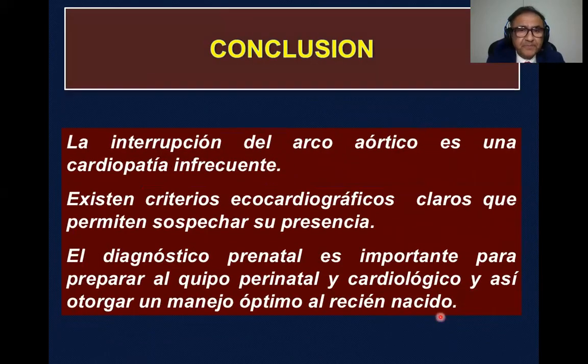In the neonatal period, interruption of the aortic arch is an uncommon heart defect, and there are clear echocardiographic criteria that allow its presence to be suspected. Prenatal diagnosis is important to prepare the perinatal and cardiology team, and thus provide optimal management for the newborn.